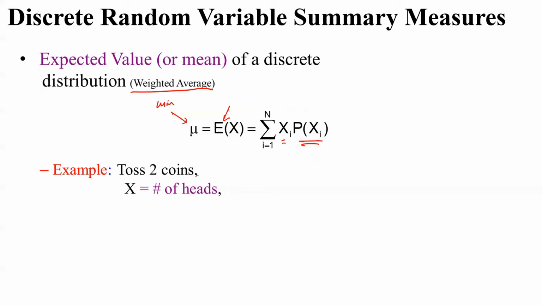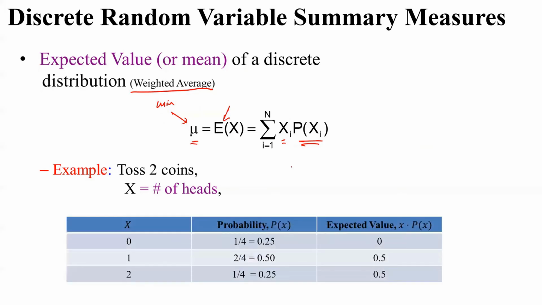Now, for example, we use the previous example as a guideline, to obtain the expected mean. Take a look at how we're going to solve that. As we know, the random variable x is 0, 1, and 2. The corresponding probability is 0.25 when x is 0, 0.5 when x is 1, and 0.25 when x is 2.